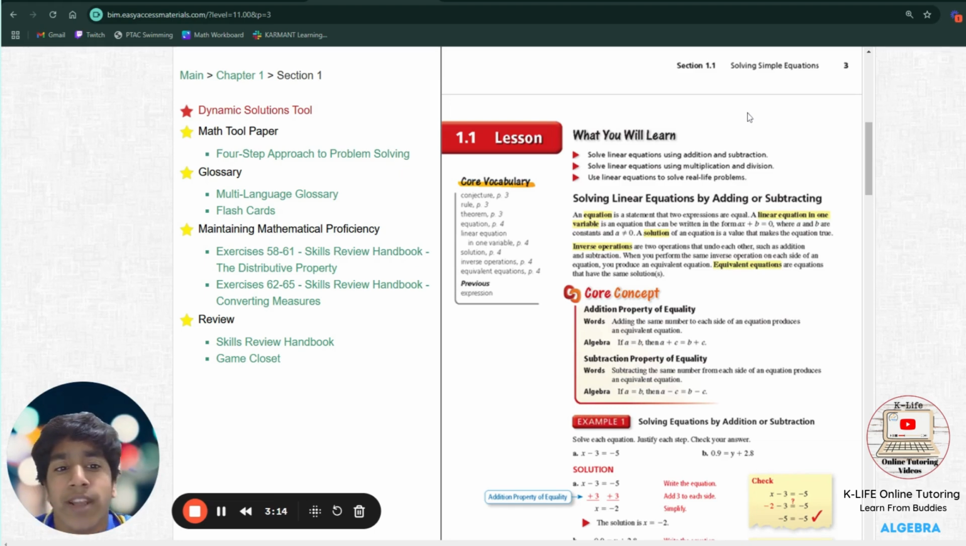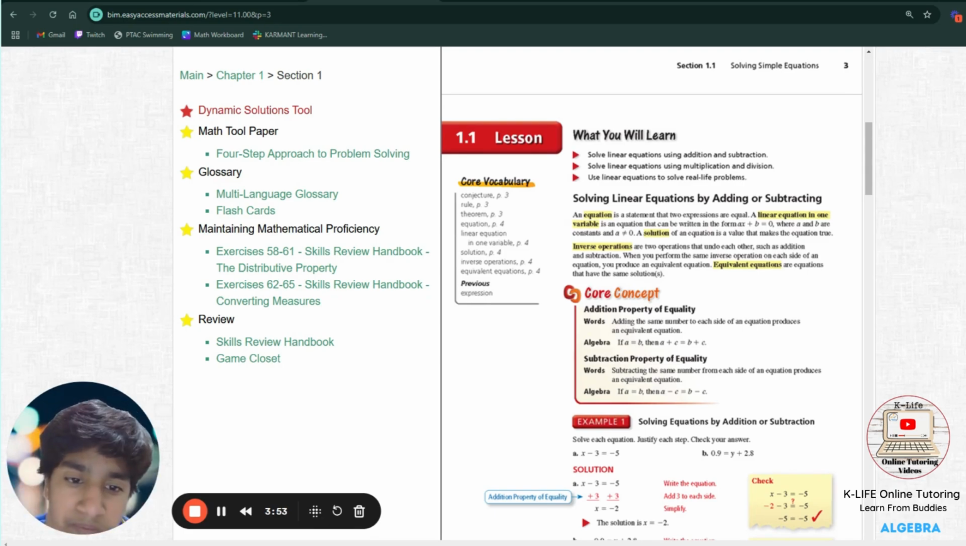The solution of an equation is a value that makes the equation true. If you look in the core concept section below, you'll see two things that we're going to learn about: addition property of equality and subtraction property of equality. We will be talking about multiplication and division later on in this lesson. The addition property of equality means you're adding the same number to each side of an equation, which will produce an equivalent equation.